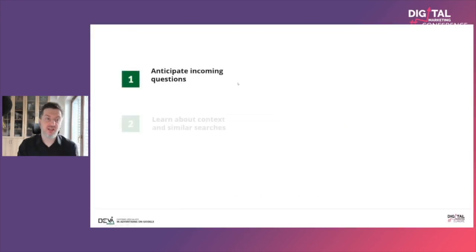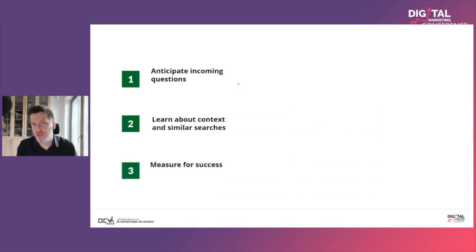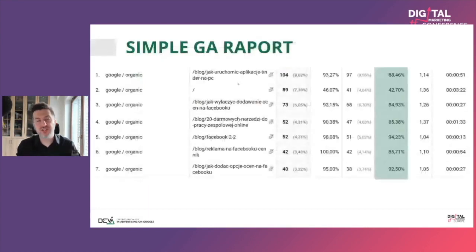And then you can learn about the context and similar searches. So again, we learn what we should put on the landing page, and then you have to measure for success. This is a simple Universal Analytics report. You can do it easily in Google Analytics 4. It's about bounce rate. We have bounce rate also, and sessions now with interactions in Google Analytics 4.